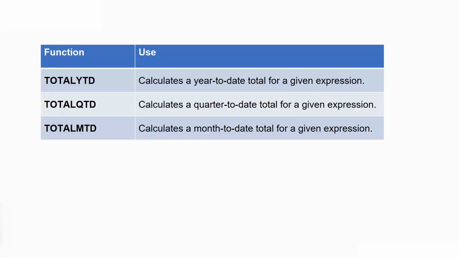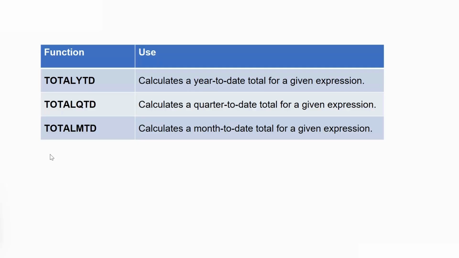The next one is the quarter to date, which is the QTD function. Quarter to date aggregates the data from the beginning of the current quarter to the present date. This function is useful for analyzing the performance within a quarter. One of the use cases: if your organization tracks performance quarterly, QTD can help to evaluate the progress within the ongoing quarter.